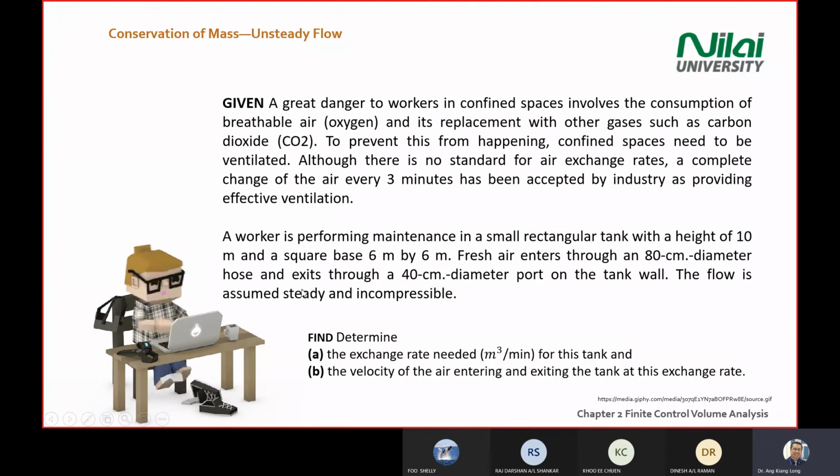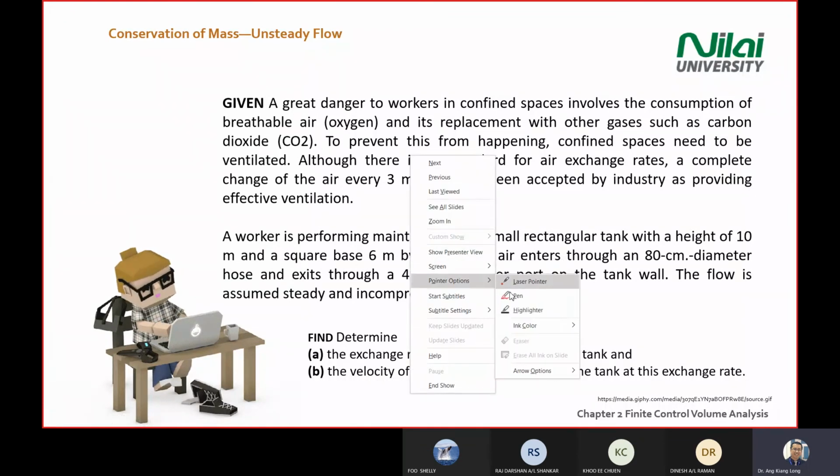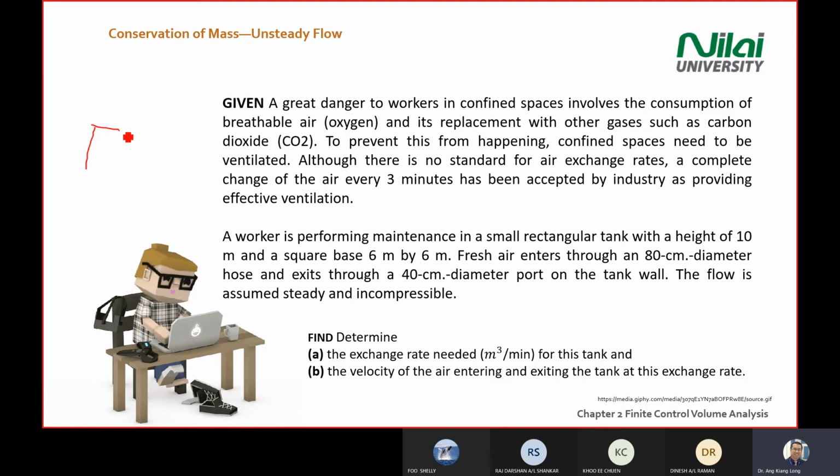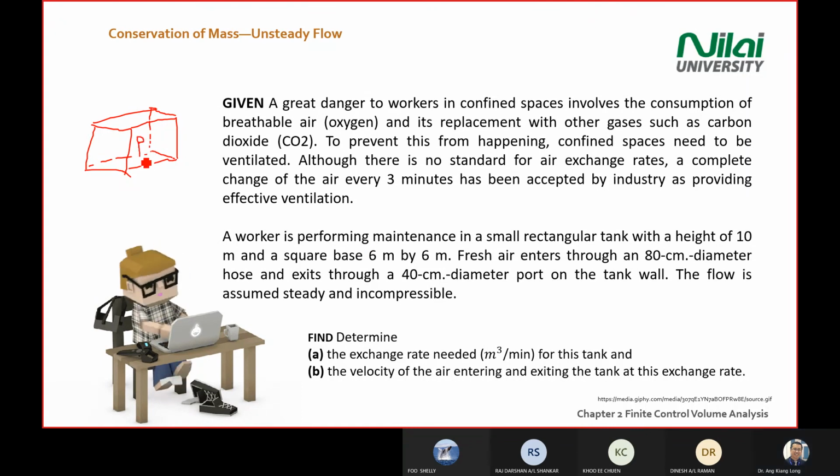Okay, in this case, there are some conditions or keywords given to you. You need to be aware. First, the volume. It will be very helpful if you are able to sketch the control volume, the focus of your solution. In this case, you are given a volume, so it will be very helpful to draw the volume that we are interested in solving. So in this case, this worker is inside this tank. Again, apologize for my drawing, but you get the idea. So a small tank with a height of 10 meters.